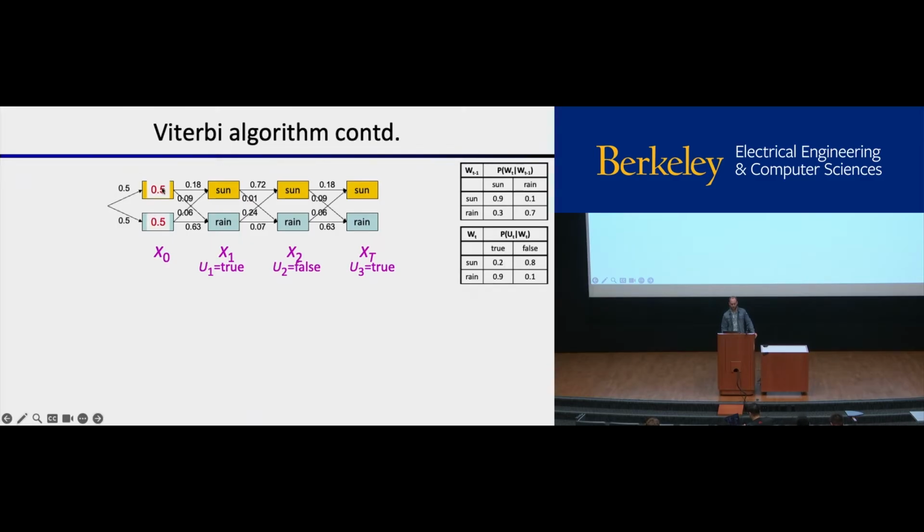So, moving forward, these get values of 0.5. And now we look at the paths to both of these that maximize the product. So do we want 0.5 times 0.18, or do we want 0.5 times 0.06? Obviously, we want that. And coming from here, do we want 0.5 times 0.09 or 0.5 times 0.63? We want that one. So that's the one that maximizes the product of the arcs along the way.